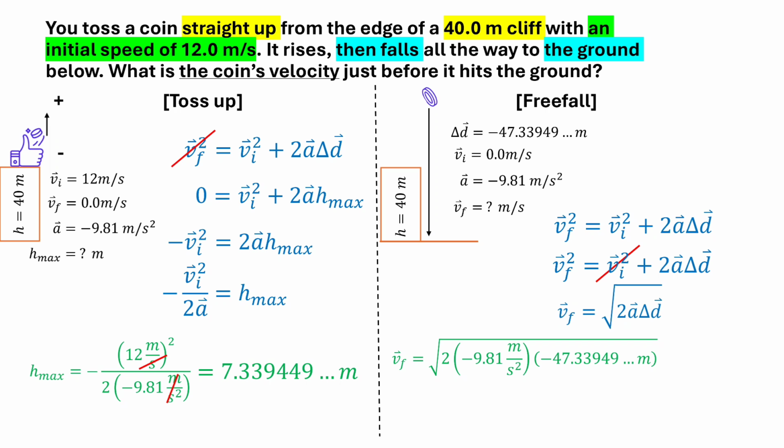Perfect. Meter and meter, they will square. Second is already square. So once you square root it, you will have just meter per second. So unit analysis worked. Don't forget to round it out to the significant digits, in this case 3. So report it as 30.5 meter per second downward.